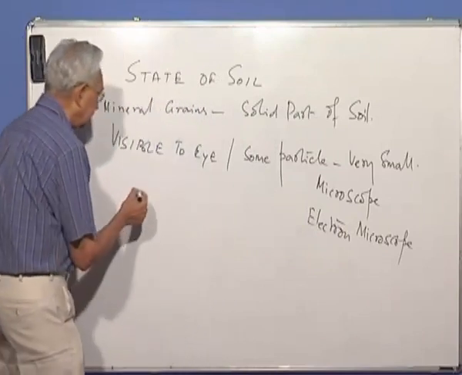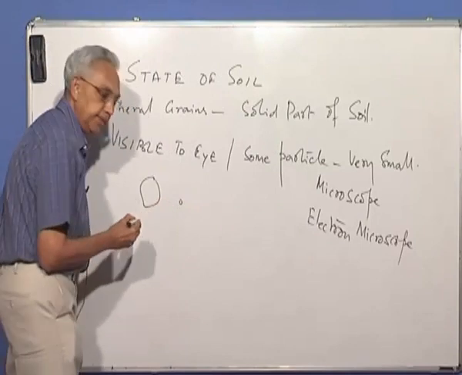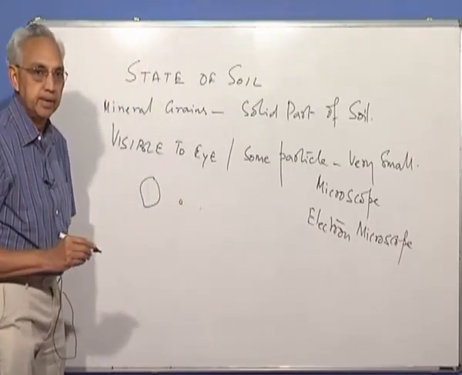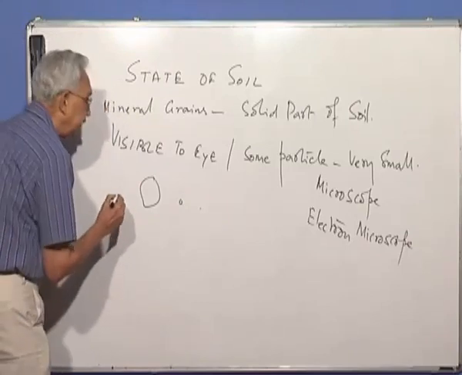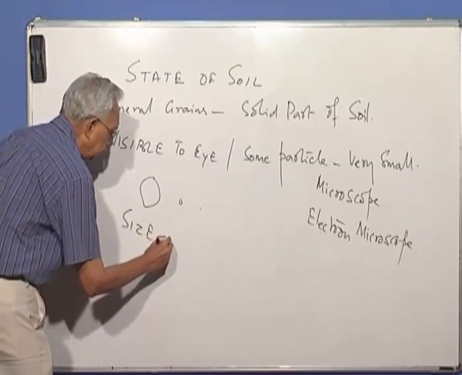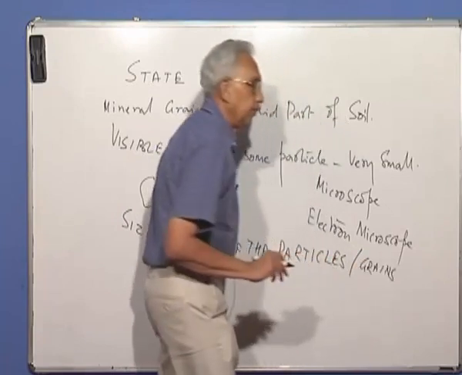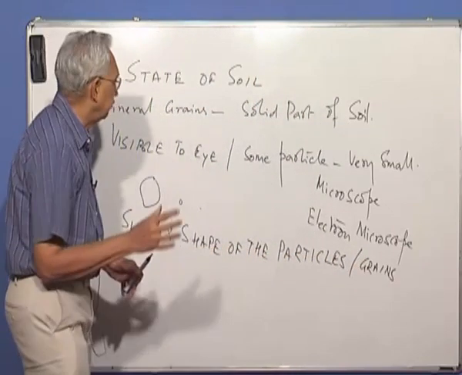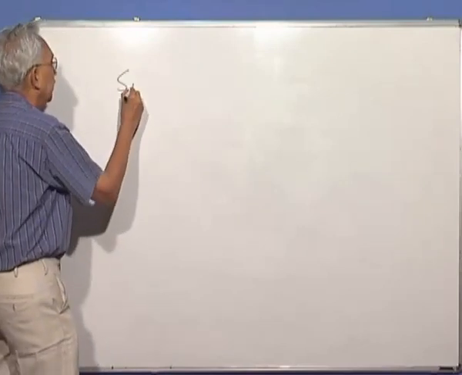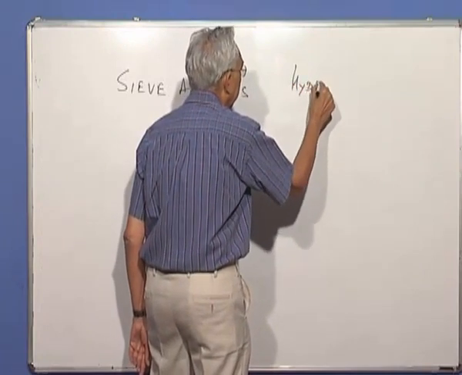I can say, for example, this is something you can see very easily. Then if I reduce it, it's much smaller, and then it becomes very small indeed. So what we would like to describe is the size and the shape of the particles, or shall we say grains. Here, if they are large enough, we have two approaches. We have what is called the sieve analysis, and the second one is called the hydrometer analysis.